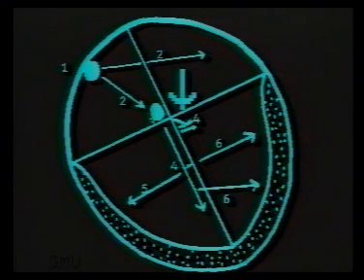In this diagram, the left bundle branch is interrupted at 4. So the right ventricle gets depolarized in the normal sequence at 4 and 5. And then the impulse passes across the septum to the left ventricle at 6.